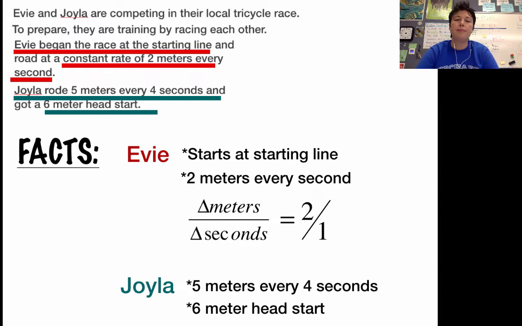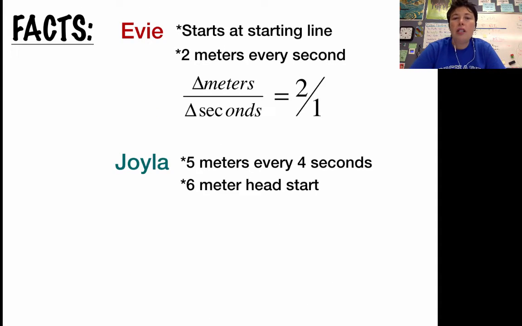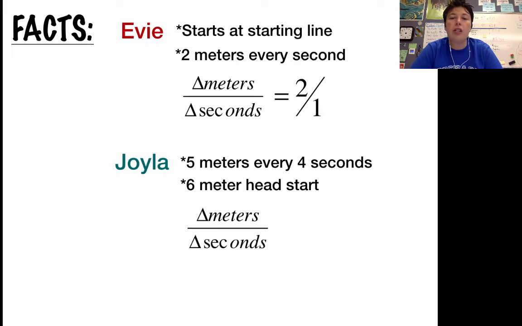6-meter head start. Okay, well, Joyla's speed, her change in meters over change in seconds, is going to be 5/4. She goes 5 meters every 4 seconds. That's her rate. So these are the facts from the story.